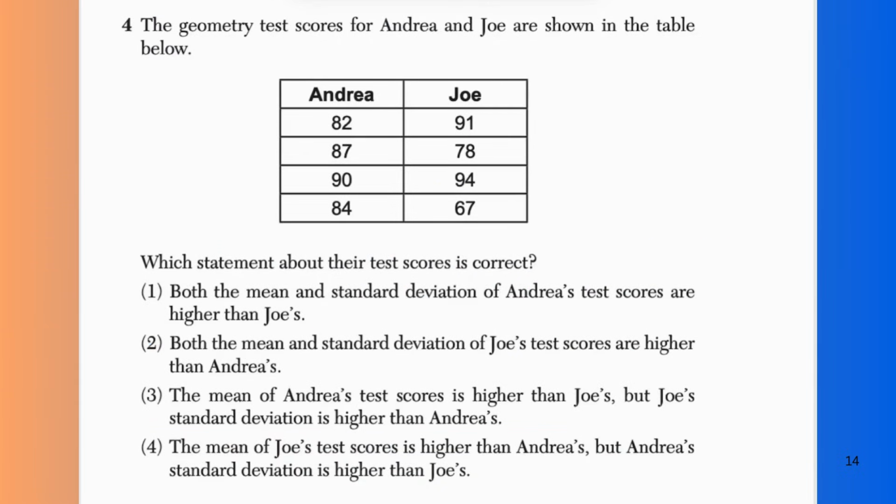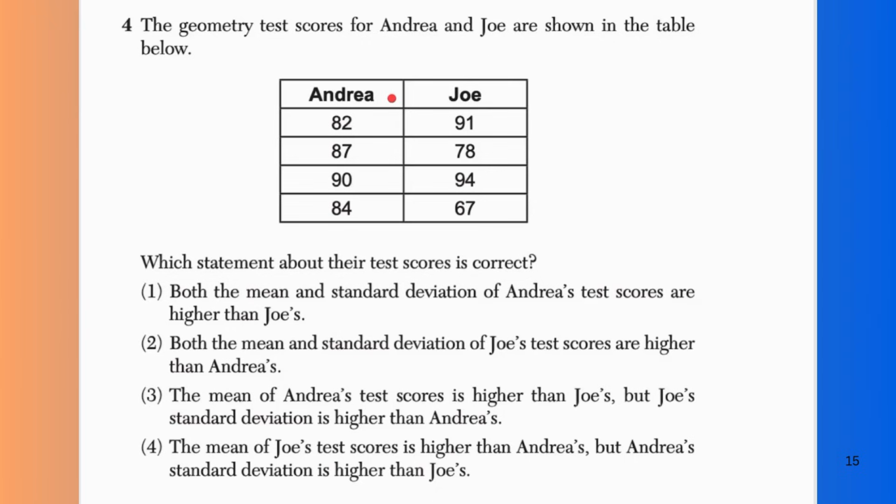Number 4, geometry test scores for Andrea and Joe are shown in the table below. Which statement about their test scores is correct? So we look through the answer choices to see what we're going to have to find. And we realize that all the answer choices are talking about mean and standard deviation. So that means I'm going to have to grab my calculator and input these values into a list.